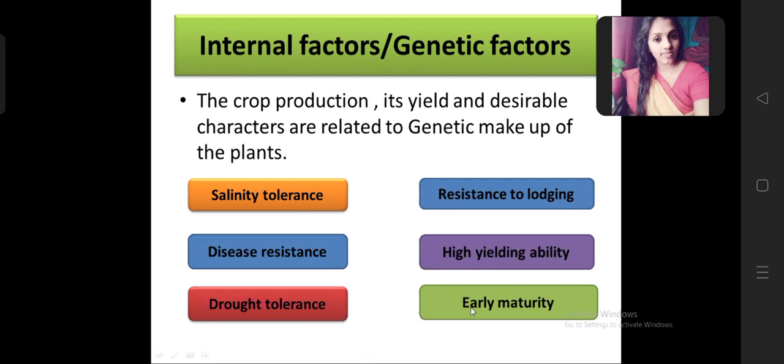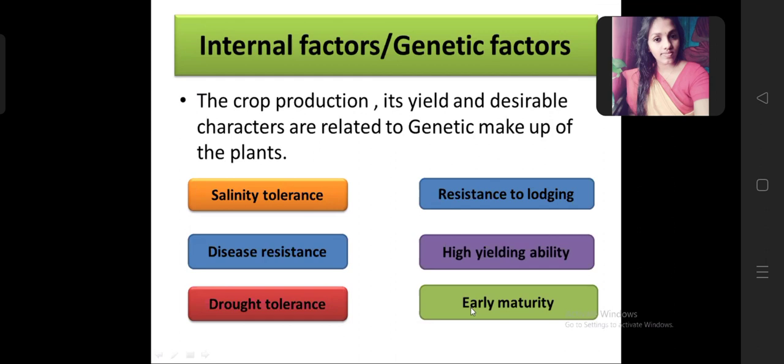And early maturity: you may wonder how early maturity influences crop production. If the plant matures early, we can escape pest attack or disease attack, or sometimes adverse calamities, by early sowing and early maturing, using an early maturing variety. The inputs used for an early maturing variety are also less compared to a late maturing variety, and thereby we can increase crop production.